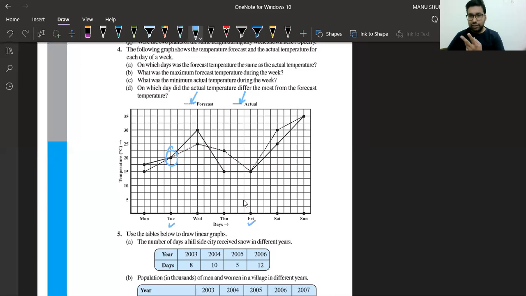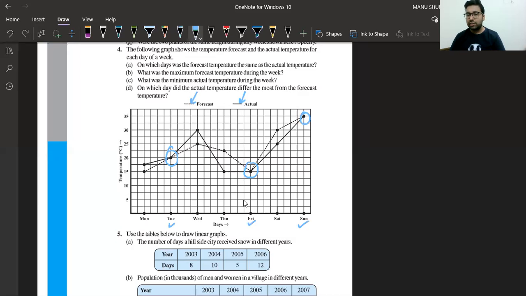Oh sorry, Sunday also, Vardhan. Sunday also, you can see it is correct. They are also meeting the same position. So on 3 days they are exactly the same, the prediction as well as the actual.